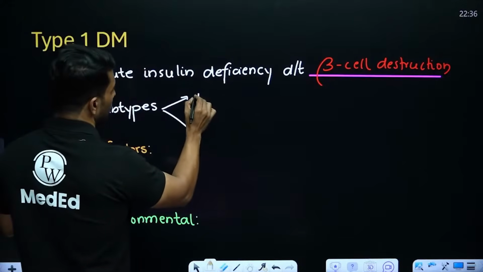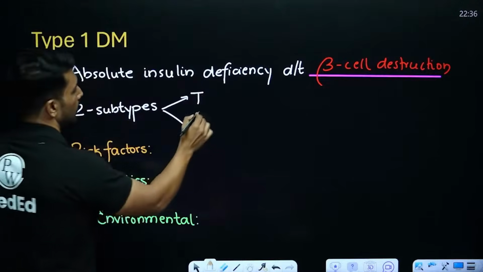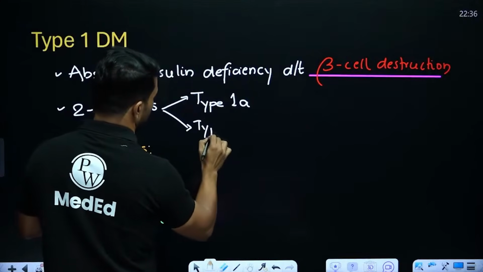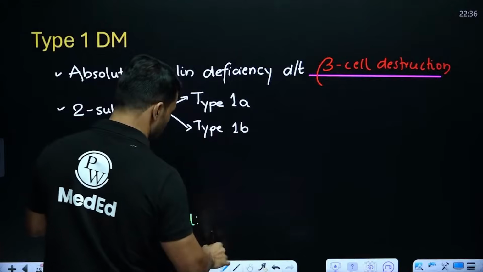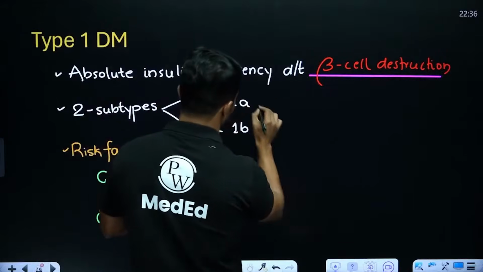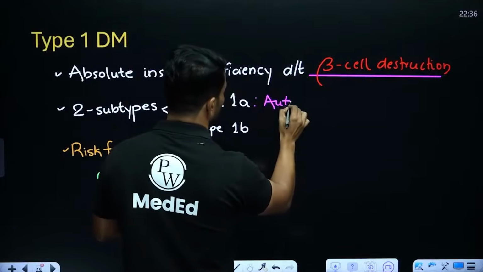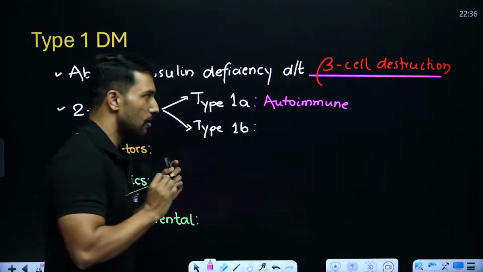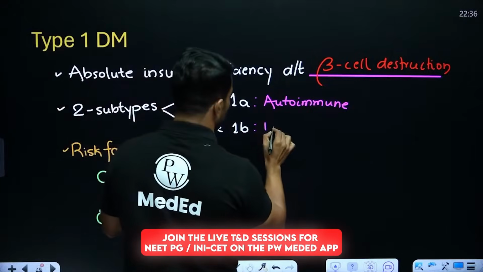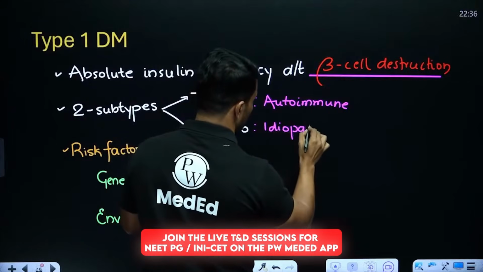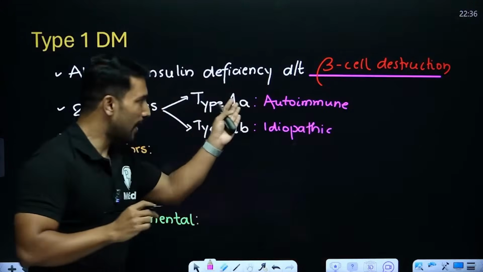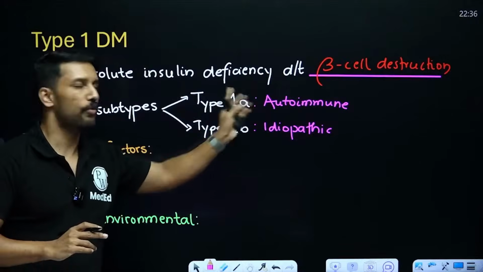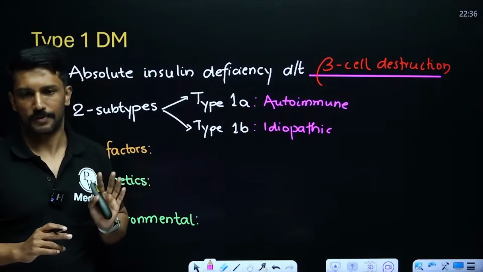So type 1 will be subclassified into two subtypes. We will call them type 1A and type 1B. So what is this 1A? 1A refers to an autoimmune cause. So autoimmune destruction of pancreatic beta cells will be type 1A, and 1B is where antibodies are not detectable. So it will be considered idiopathic. So type 1 is of either A or B type. A is autoimmune, B is idiopathic. Easy to remember. A for A. A is autoimmune, B is idiopathic.